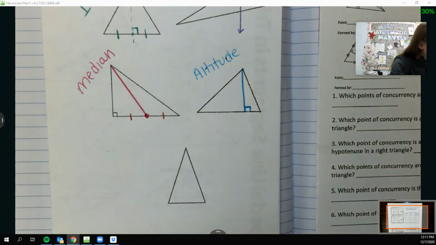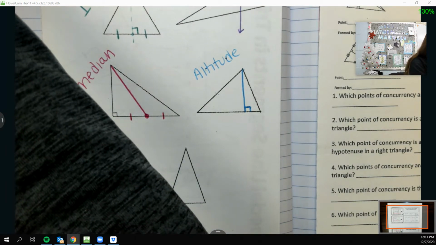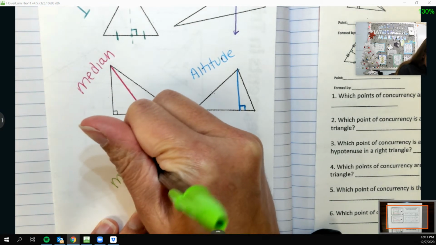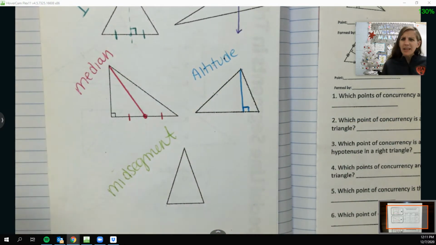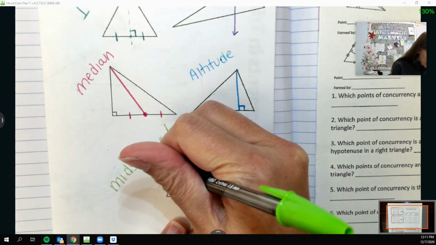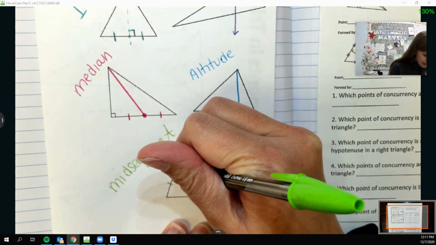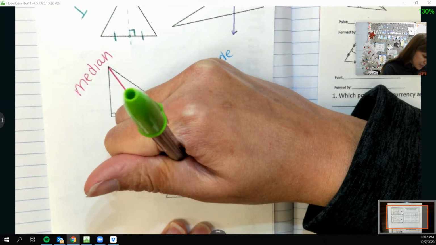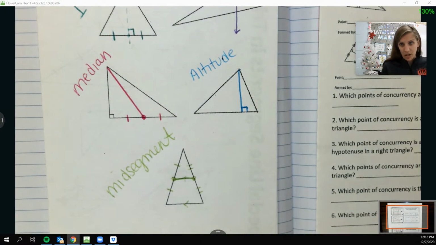And then the last one we had was our mid segment, and I'm trying to match up the colors here. A mid segment is kind of unique of all of them. It's maybe a little bit midpoint or median-y because what I do is I find a midpoint on one side and a midpoint on the other, and I connect the dots. It's also parallel to the side opposite of it, which is super nice.